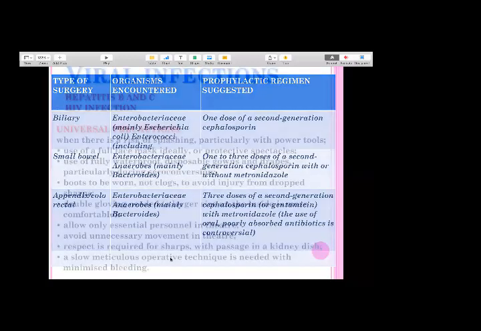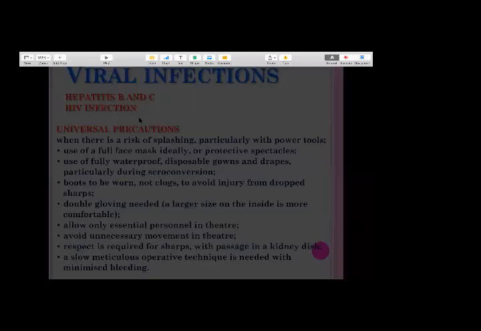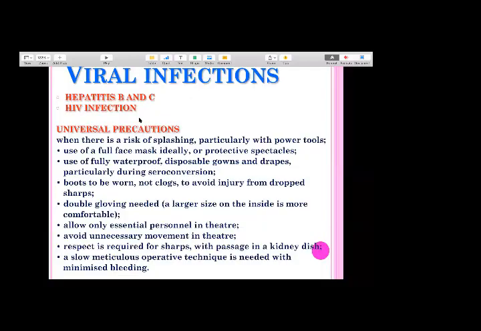Viral infections. Again, when discussing viral infections, we need to discuss Hep B and C along with HIV infections. Universal precautions should be taken when there's a risk of splash during the procedure. So you need to take all kinds of protective measures, particularly with power tools. Where are power tools most commonly used? What type of surgery? Orthopedic surgery.